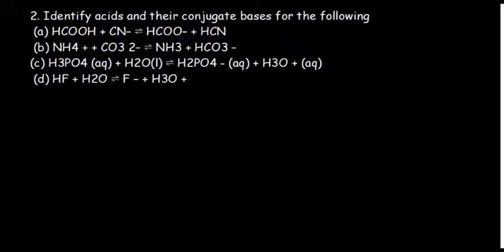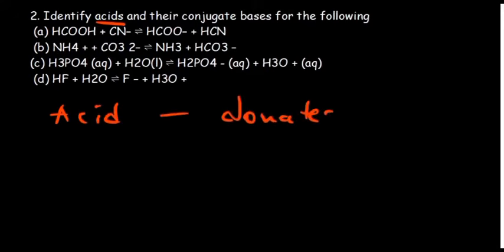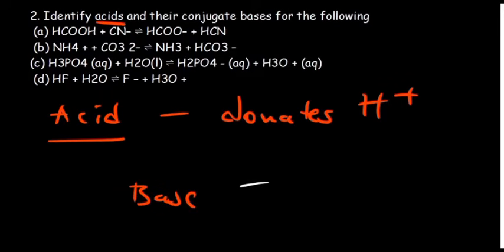Question 2. Question 2, we are asked to identify the acids and their conjugate bases. So basically we've understood that an acid is something that donates a proton, according to the Brønsted law. Okay. Then a conjugate base. So we are talking about a base basically to be something that is supposed to do what? A base is a proton acceptor.